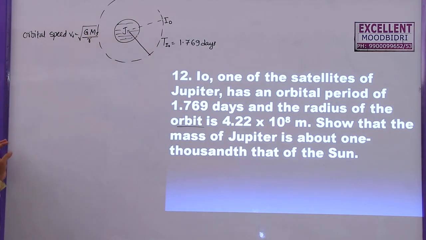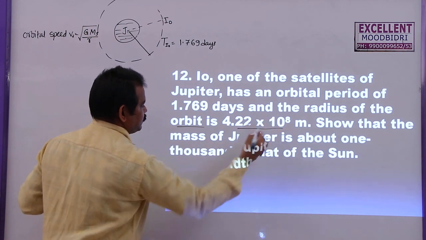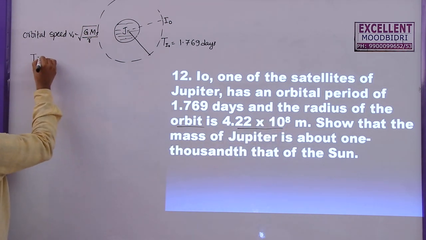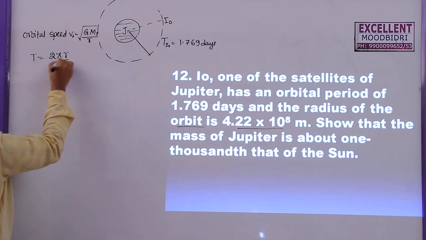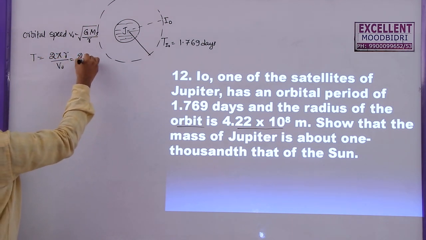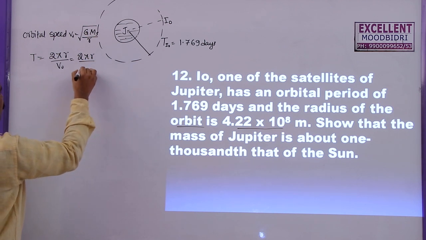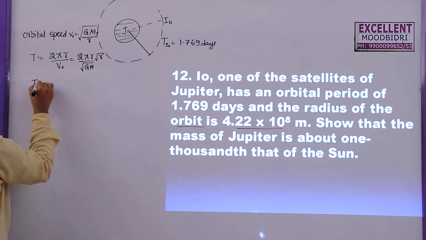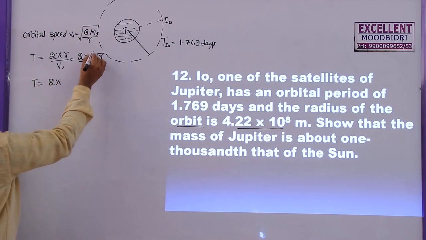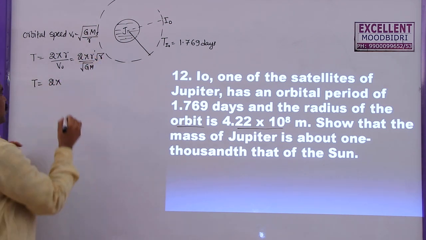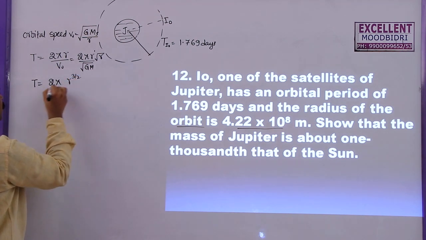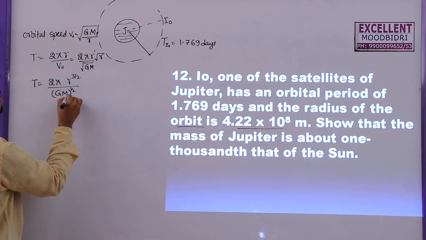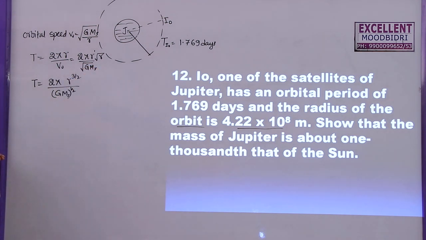What is the radius of this orbit? This is given as 4.22 × 10^8. So here as the time period is given, we can write time period is equal to 2πr by v0. This is 2πr by root over GM by r. So time period is 2π r^(3/2) by (GM)^(1/2), where M is the mass of the Jupiter here.